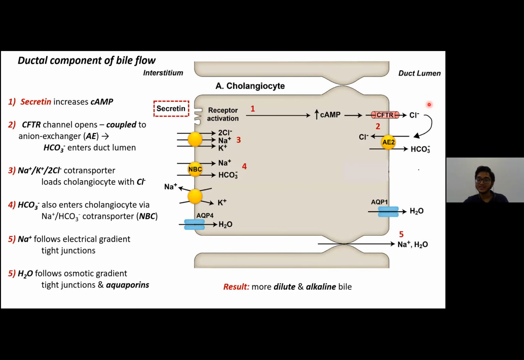This is the cell. This is the lumen of the duct. On the lumen of the duct, there's a protein called CFTR. This secretes chloride into the lumen. Once chloride gets secreted into the lumen, it gets exchanged for bicarbonate. You need to know these two steps. Chloride is secreted into the lumen via CFTR. Chloride is reabsorbed by an anion exchanger in exchange for bicarbonate.